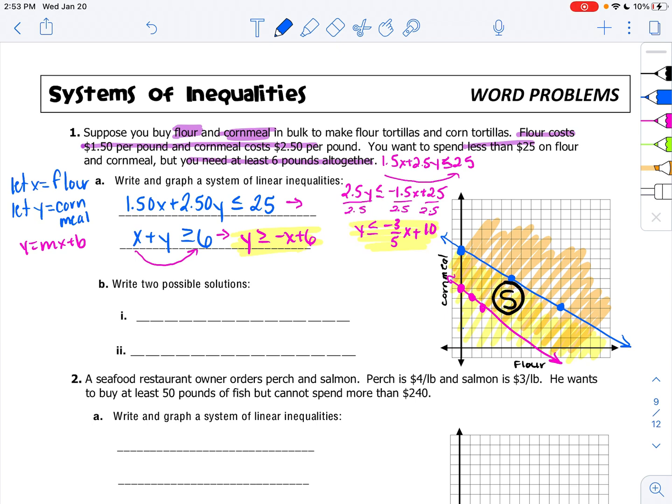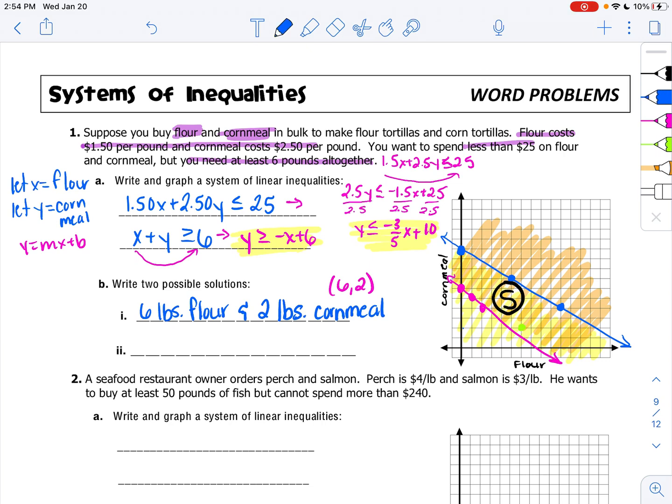So for this one, we could say that we could have 6 pounds of flour and 2 pounds of cornmeal. And we can say that because this would be the ordered pair 6, 2, because X is our flour and Y is our cornmeal. And if I look at my graph, if I go over to 6 and up to 2, that point is right here, which is in the shaded region where they both meet.